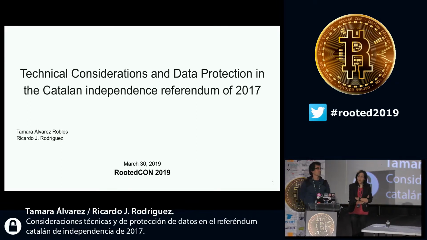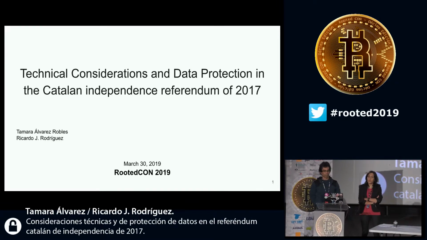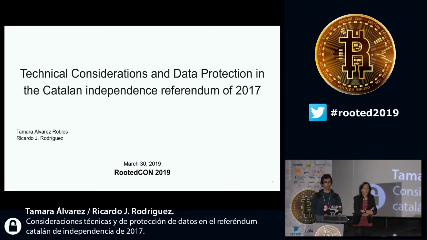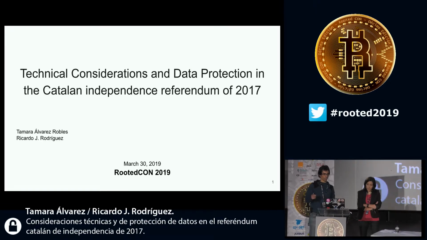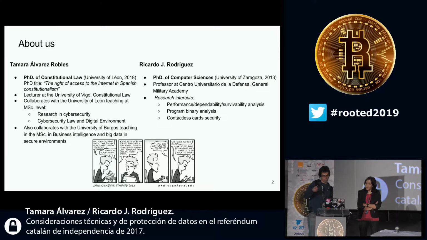We're going to talk about the technical considerations regarding data protection in what happened in the Catalan independence referendum in 2017.